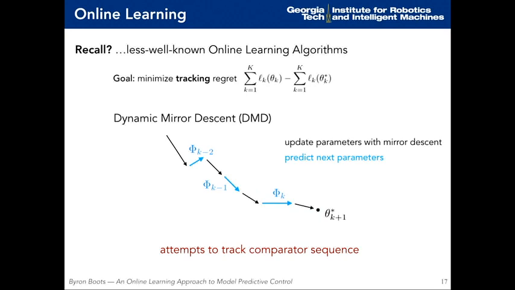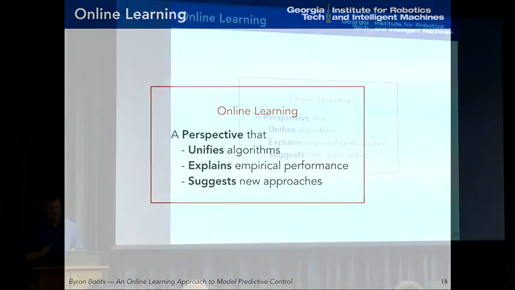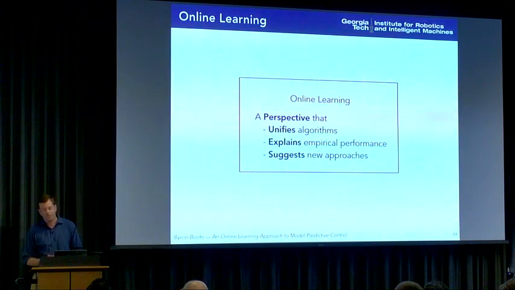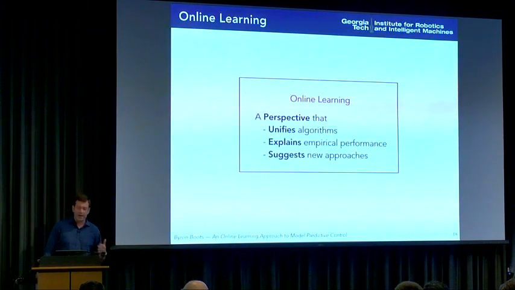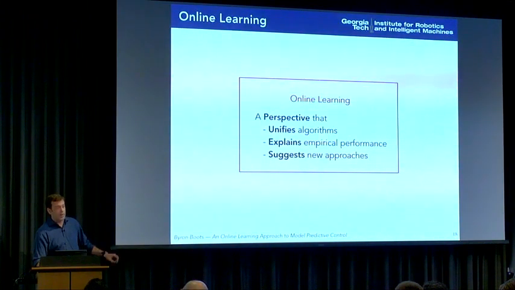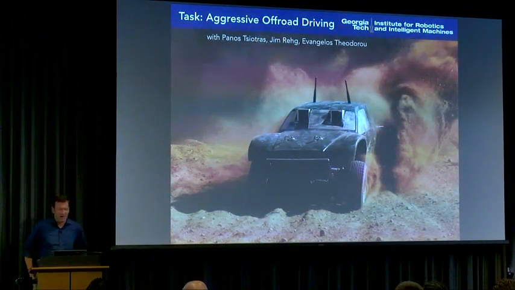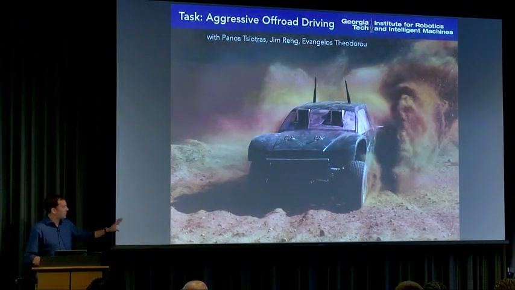Okay. At this point, I just want to step back and remember what we're thinking about. We're talking about online learning. We're going to think about it as a perspective that unifies algorithms, that explains empirical performance, and will suggest new approaches. In particular, we're going to think about how algorithms like the ones I just covered relate to some interesting robotics problems. Okay, so that's enough math for the time being. Now we're going to see how to use this to solve these awesome robotics problems.